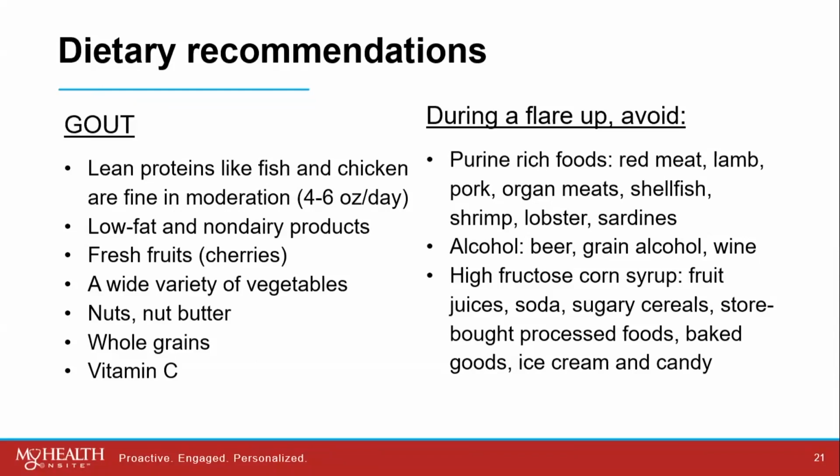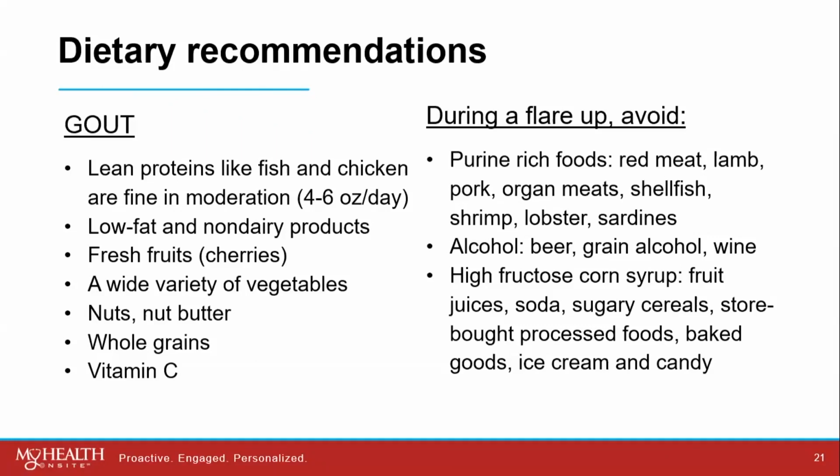Also, some research suggests that drinking coffee in moderation might help reduce the risk of gout too. If you do have a gout flare-up, you definitely want to avoid a lot of those really high purine-rich foods, which again, I mentioned were more so of the animal meats. So red meat particularly, lamb, pork, organ meats, shellfish, shrimp, lobster, and sardines.